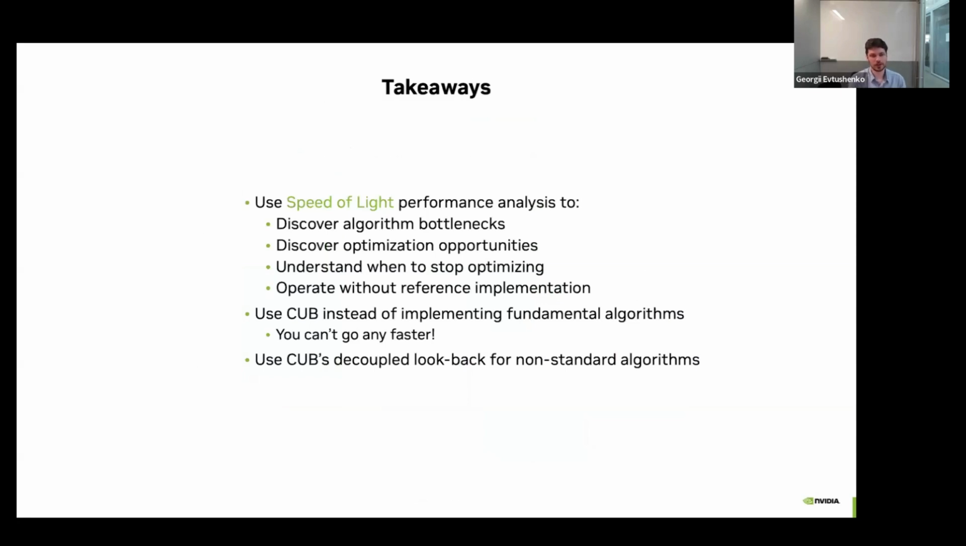I hope we managed to illustrate the advantages of the speed of light approach to performance analysis. Use speed of light to discover algorithm bottlenecks and optimization opportunities. Speed of light also helps understand when to stop optimizing your code. But if there was a single takeaway for today's talk, it'd be the following. Implement fundamental algorithms. It's good practice because it helps you build intuition about GPU programming. But as soon as you need a fundamental algorithm in production code, you should be using core libraries.